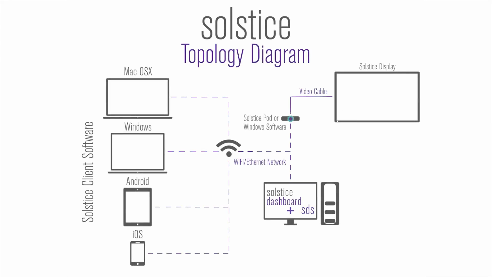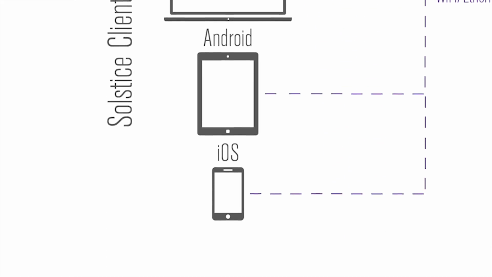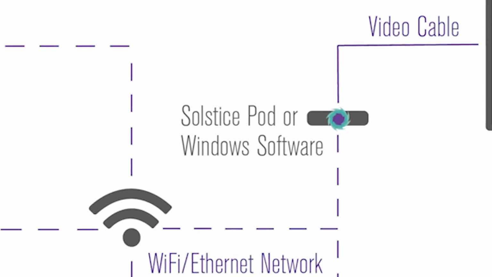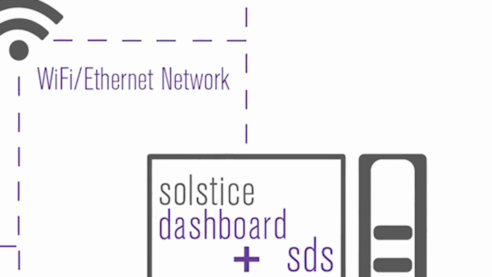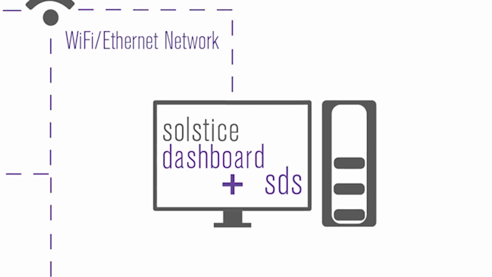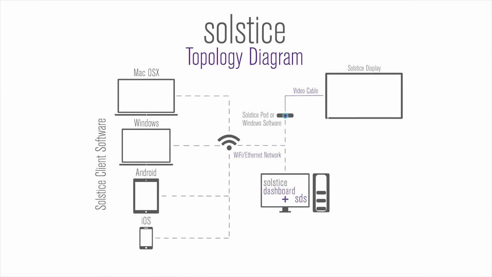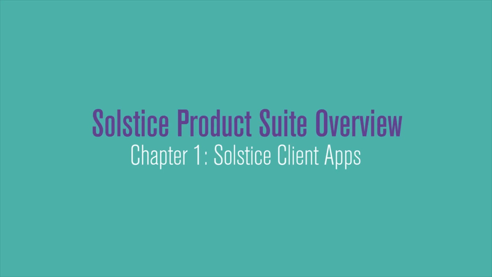So in total, there are three types of components in the Solstice product suite. The first are the Solstice client apps for user laptops and mobile devices. Then there are the Solstice display hosts, including Solstice pods and Windows software licenses. Finally, there are Solstice management tools for the technology managers and IT teams. Now that we've covered these at a high level, let's take a closer look at what you should know about each, including which platforms are supported and what versions are available.